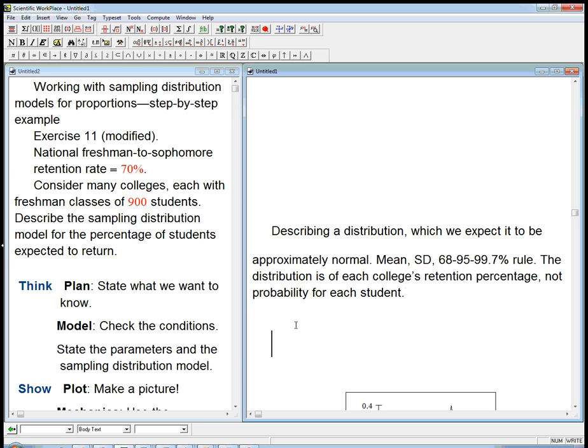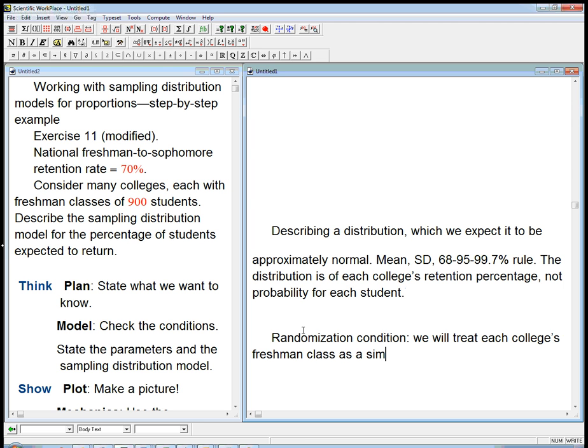Okay, so we need to check the conditions. The conditions that let us use the normal model, the big one is the randomization condition, and that's kind of dubious here. We will treat each college's freshman class, really, as a simple random sample of all U.S. college freshmen. Or first-year students, let's say, not to be sexist.